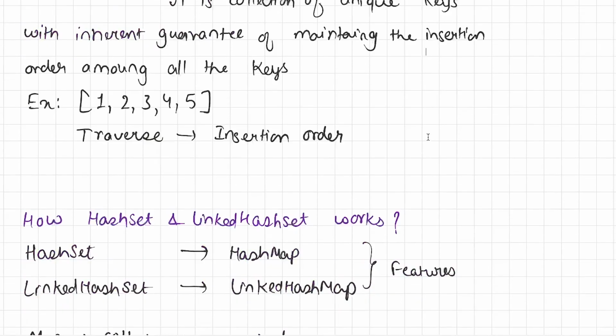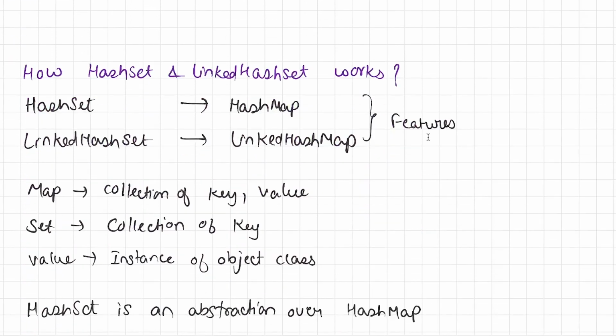Now this brings us to the next question, how do HashSet and LinkedHashSet actually work internally? So guys, to your surprise, HashSet does not have any specific implementation in Java. And the same goes for LinkedHashSet. HashSet internally uses HashMap and LinkedHashSet internally uses LinkedHashMap. Yes, you heard that right. There is no specific implementation of HashSet and LinkedHashSet. They internally use HashMap and LinkedHashMap. So my friend, they possess all the properties or features that are available in HashMap and LinkedHashMap.